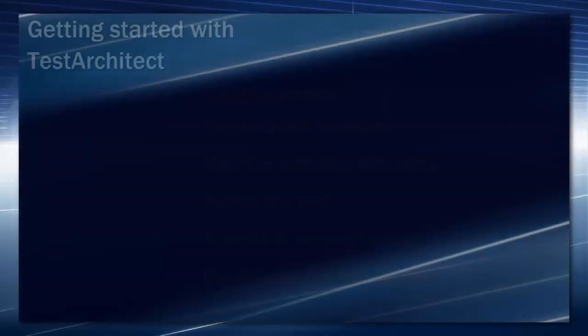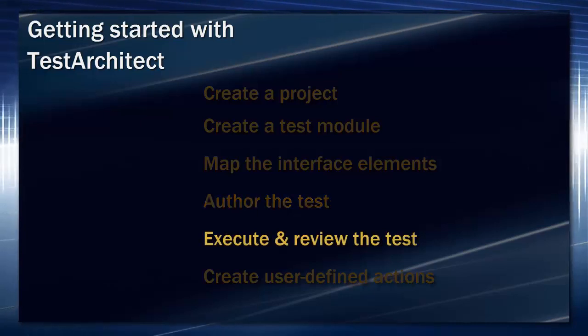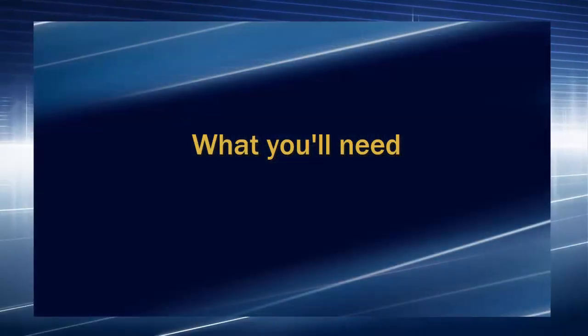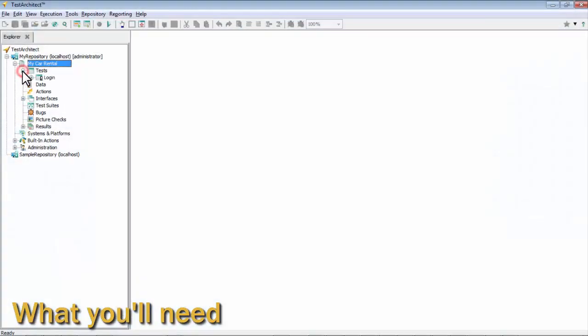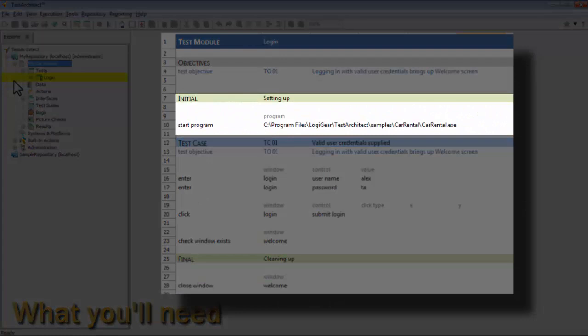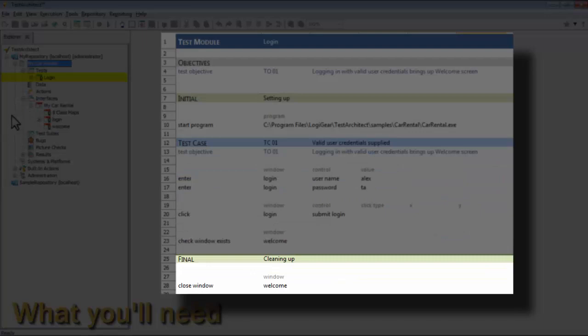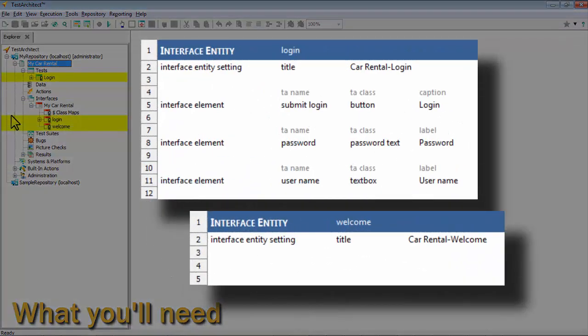In the last session, we wrote all the action lines required to log into the car rental sample application. Now we're ready to run the test and have a look at the results that TestArchitect reports upon completion of the run. If you've been following along in this Getting Started series, you should now have a login test module designed to launch car rental, run a basic test of its login function with a single test case, and then close the application. You should also have the two interface entities, Login and Welcome, that support the interactions our test requires.